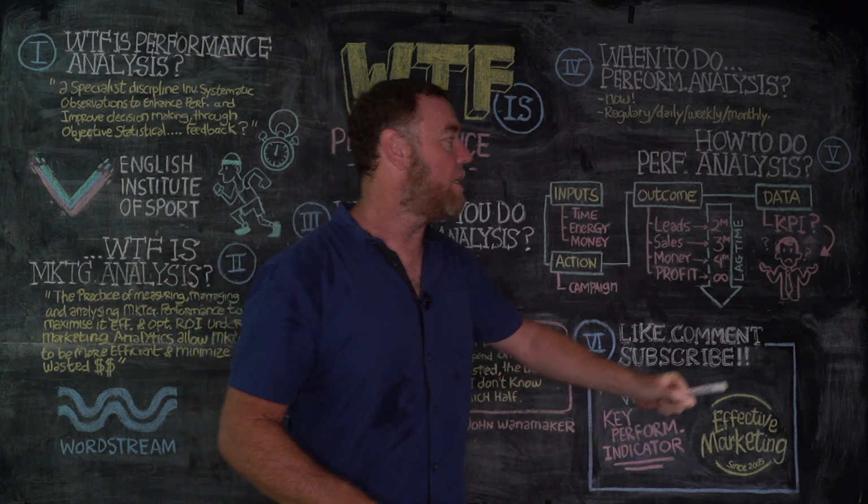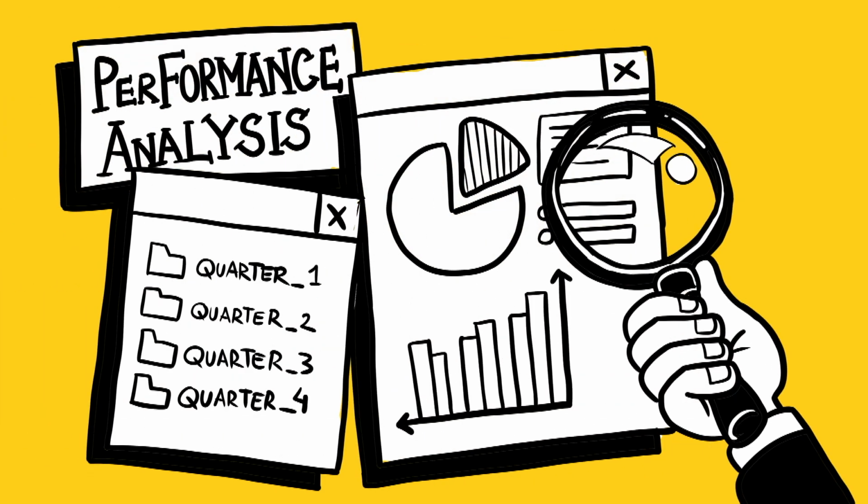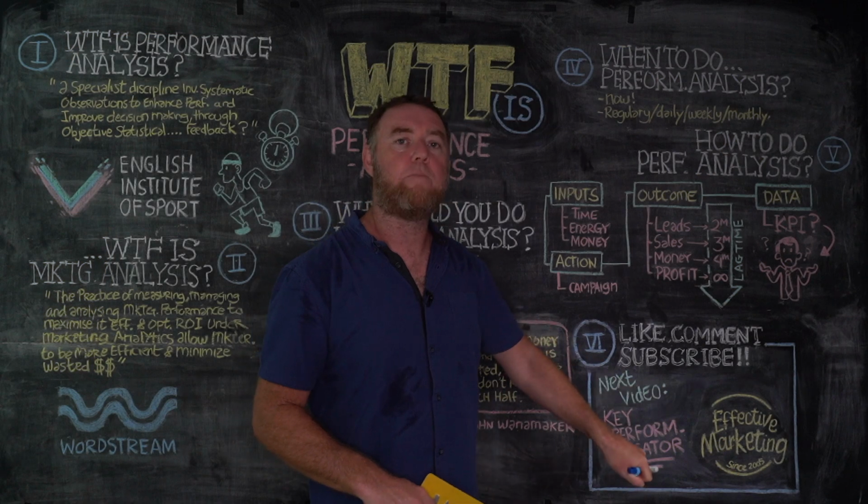Now, the thing that we're looking for here is data. We are looking for numbers, and they call these KPIs. And that is the subject of the next video. What is a key performance indicator?